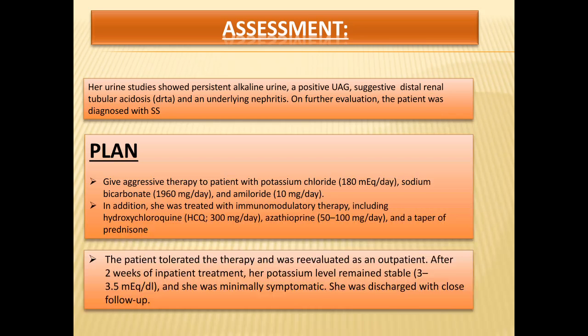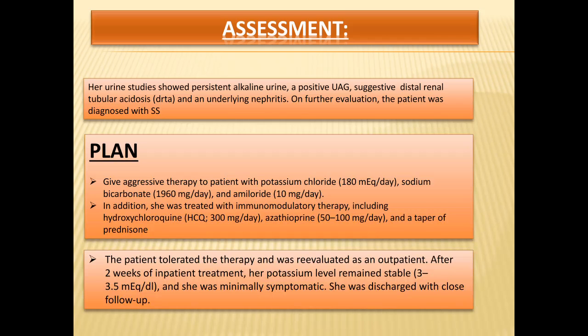In assessment, her urine study shows persistent alkaline urine and a positive urine anion gap, suggestive of distal renal tubular acidosis and an underlying nephritis. On further evaluation, the patient was diagnosed with Sjogren's syndrome. In plan, we are giving aggressive therapy to the patient with potassium chloride 180 milliequivalent per day, or sodium bicarbonate 1960 milligram per day, and amiloride 10 milligram per day. The patient was treated with potassium and sodium bicarbonate supplementation to correct her acid-base imbalance, and she also received amiloride.